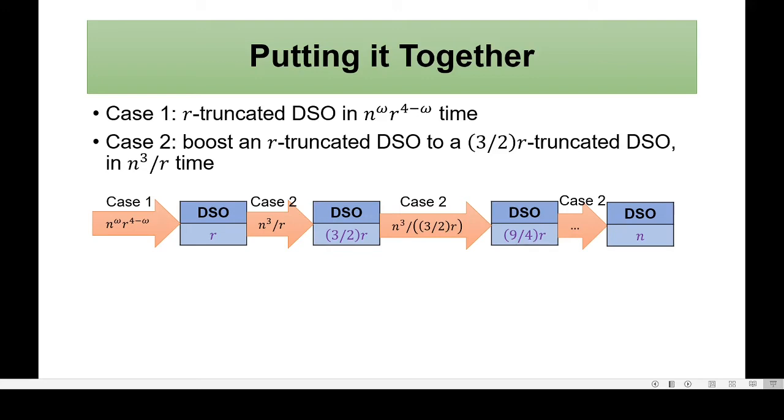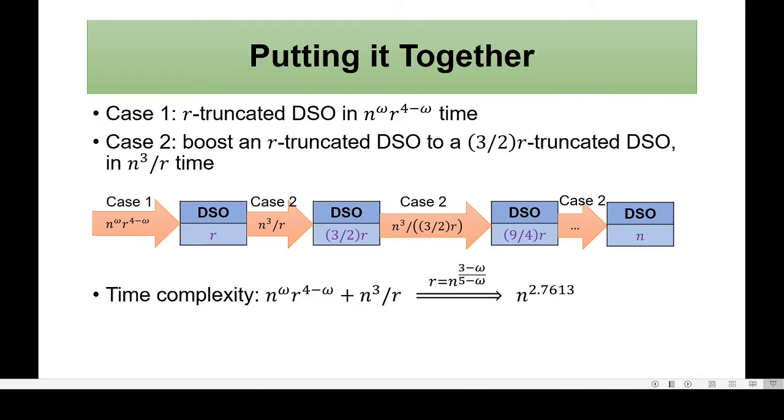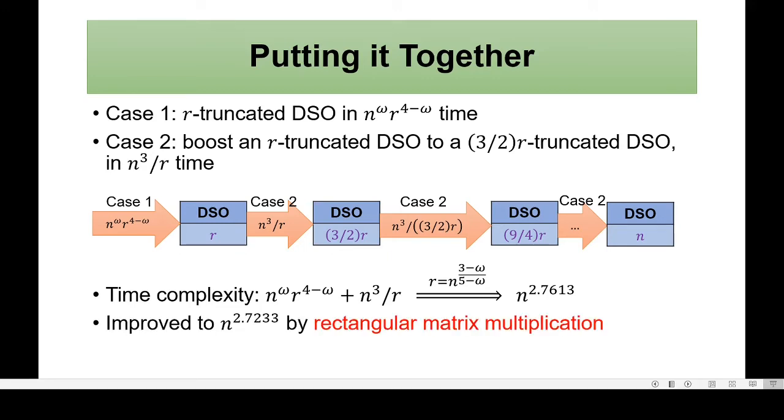And we can see that the running time is dominated by the first two steps, that is the invocation of case 1 and the first invocation of case 2. After some computation and choosing the best r, you can see the time complexity is n^2.7613. Using some rectangular matrix multiplication algorithm, we can improve it to n^2.7233.